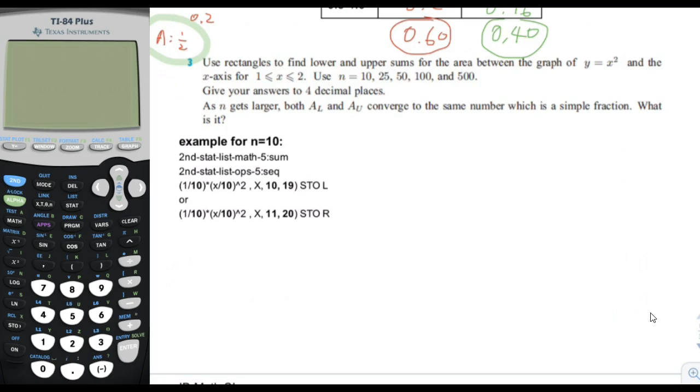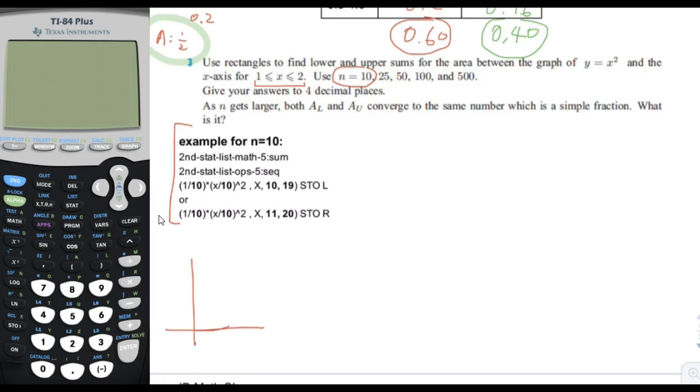Okay. And here I put a procedure for you to use on the calculator. I'm going to show you how to do that now. Let's see. We are going to first take n equals 10. Okay. And our limits are, let's draw a little picture here.